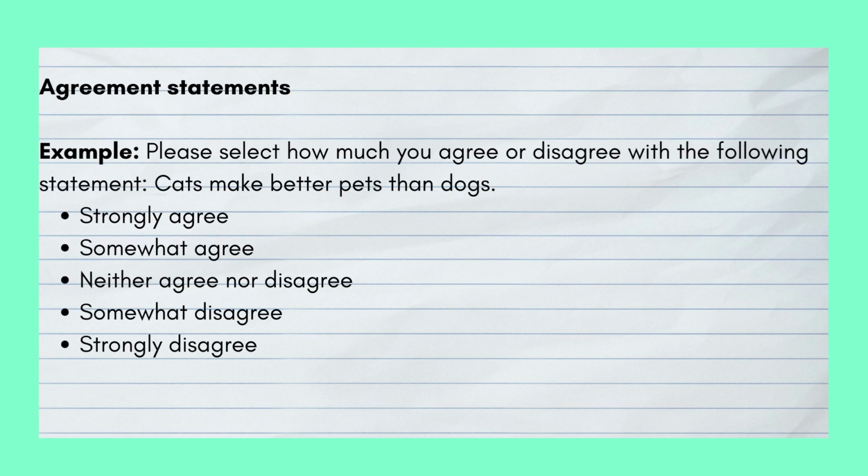Next, the agreement statement. Perhaps the most popular Likert scale in survey questions is a scale of agreement and disagreement, where a respondent is asked to select the answer that best reflects their belief about a statement provided. Example: please select how much you agree or disagree with the following statement. Cats make better pets than dogs. The options are strongly agree, somewhat agree, neither agree nor disagree, somewhat disagree, strongly disagree.